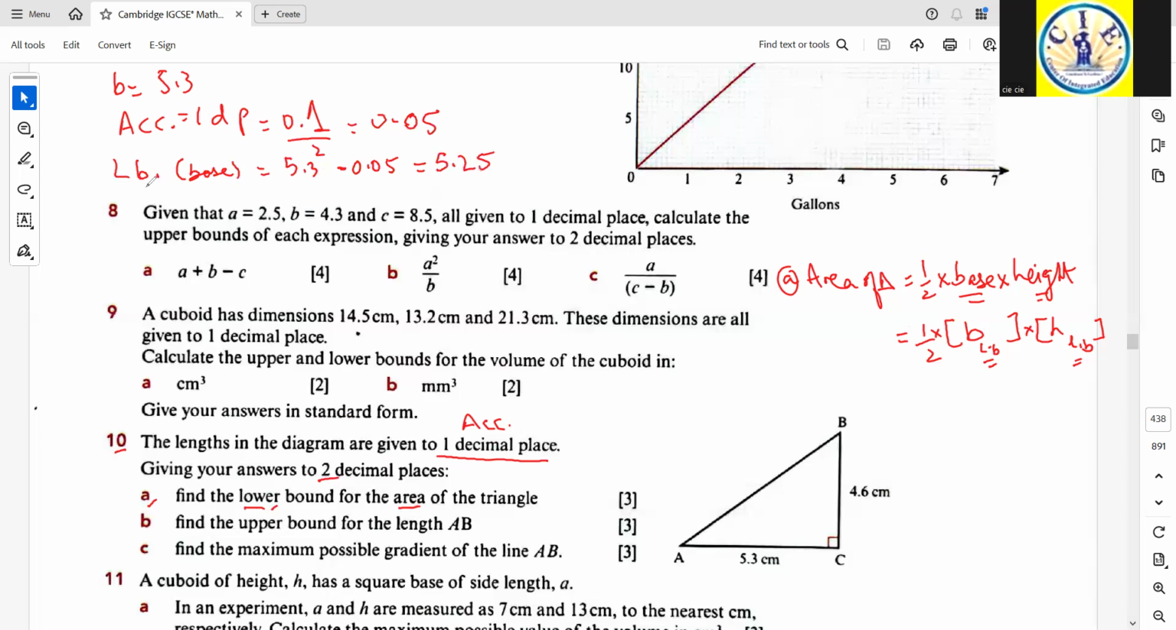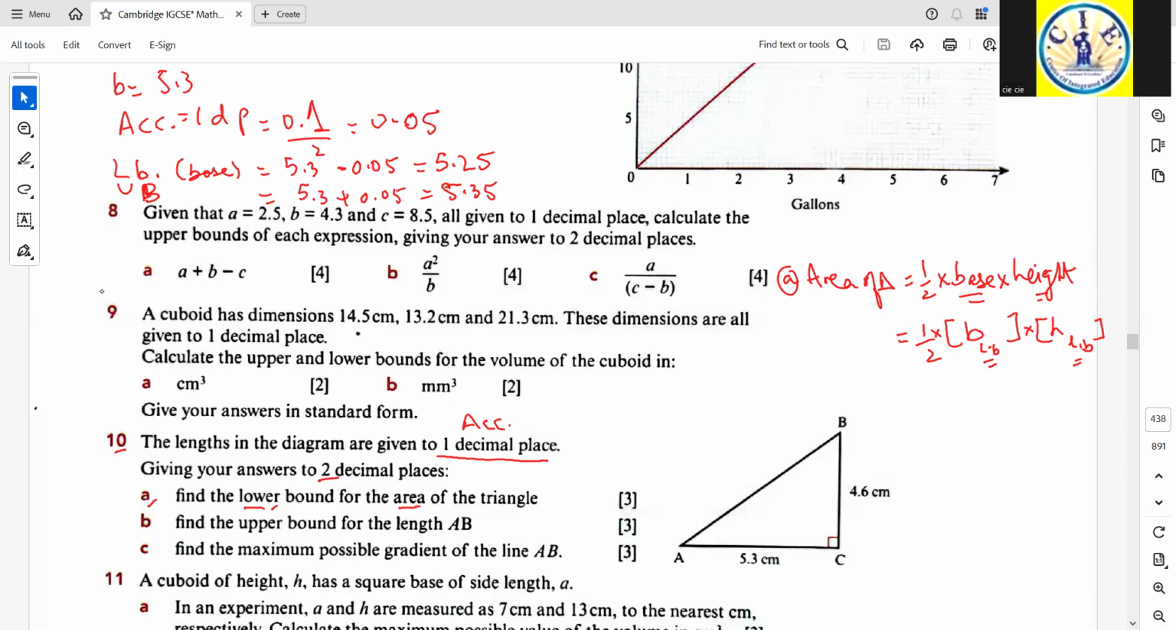And the upper bound of the base is 5.3 plus 0.05, which is 5.35. This is the upper bound, the maximum possible value for the base.